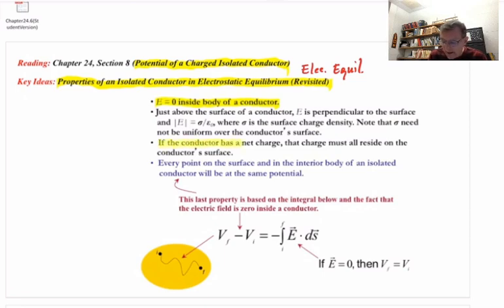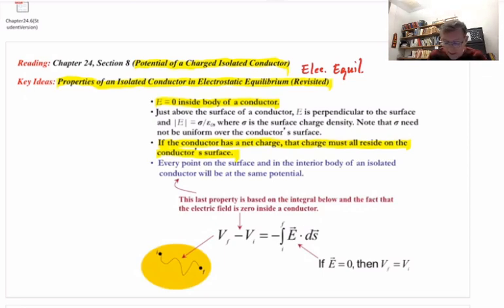If the conductor has a net charge, it might not, but if it does, then that charge must reside all on the conductor's surface. Must be on the surface of the conductor.